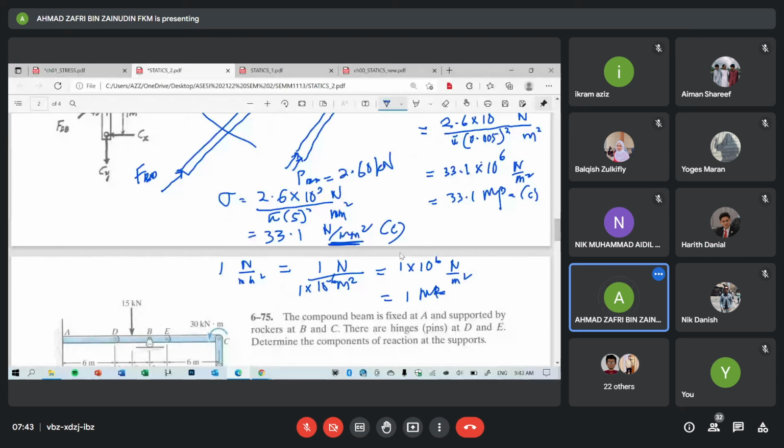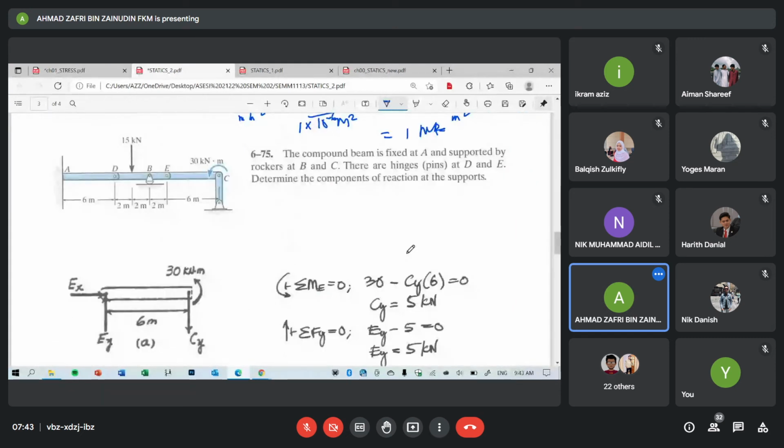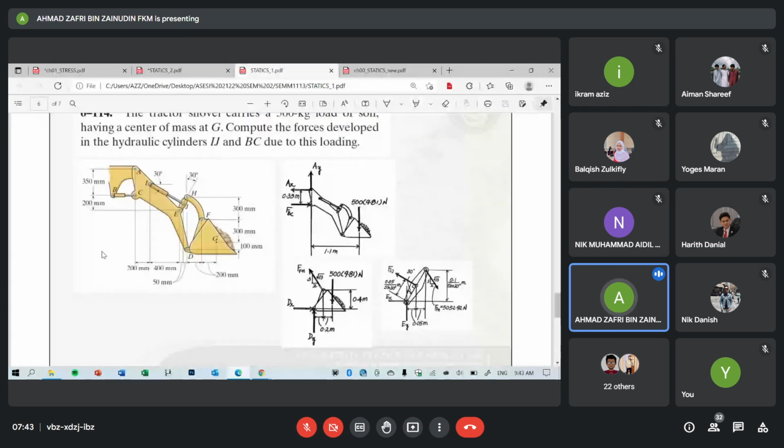Now this. Which member is under axial load? These two force members are under axial load, so you can calculate the stress. What about this? Which member can we use P over A to calculate the normal stress? Lee Heng, which member?